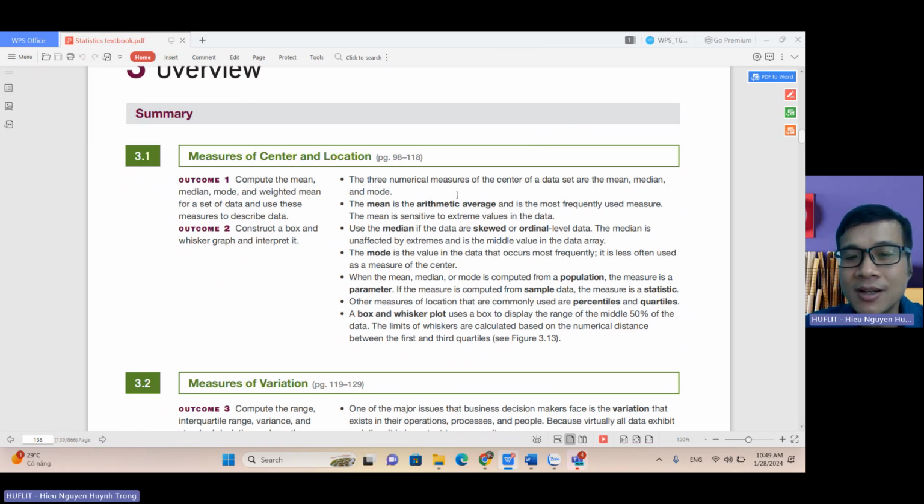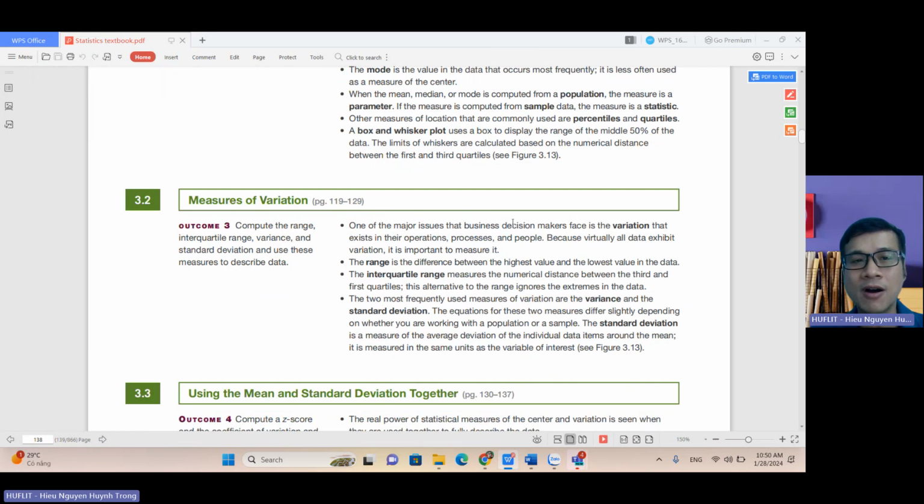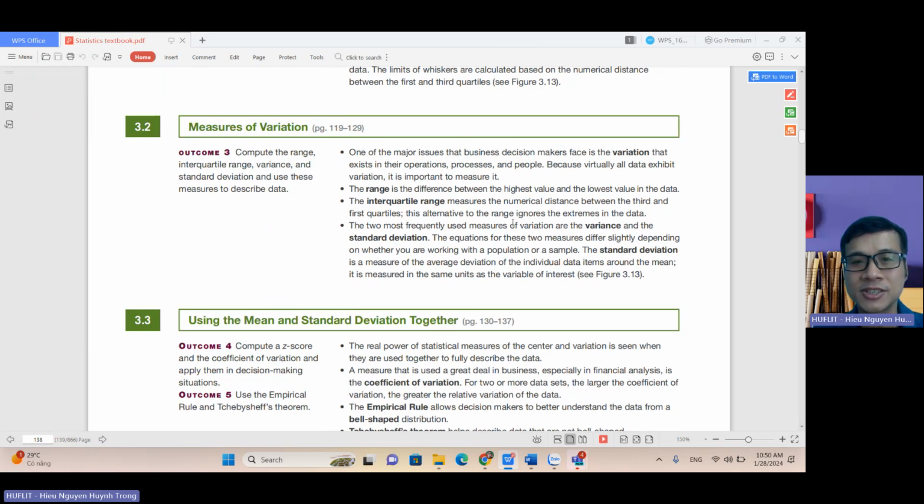Next, we also learn the box and whisker plots. You still remember? Yeah, the box and whisker plots. We need to find quarter 1, quarter 2, and quarter 3 together with the 2 whiskers or the 2 tails. Okay, so that's it. And then after we finish the 3.1, we move on to the 3.2, the measures of variation.